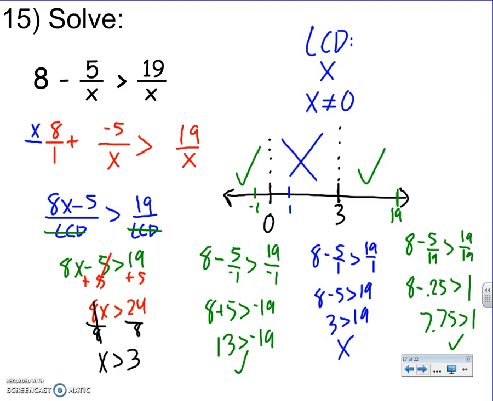So there are 2 true sections here. This is an OR statement, which is outside the middle. So you have to say x is less than 0 or x is greater than 3. That is your answer.